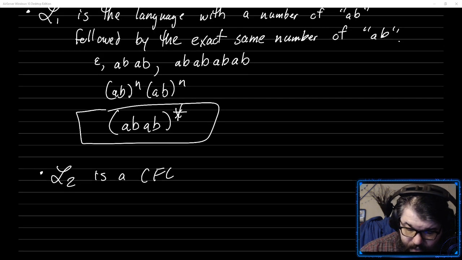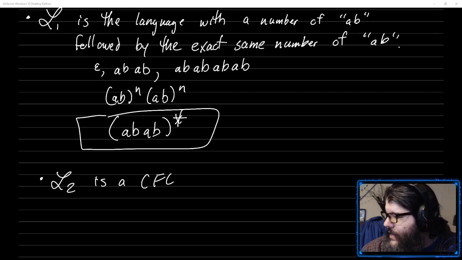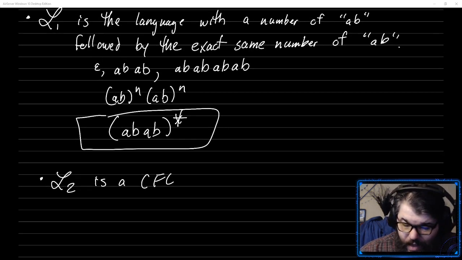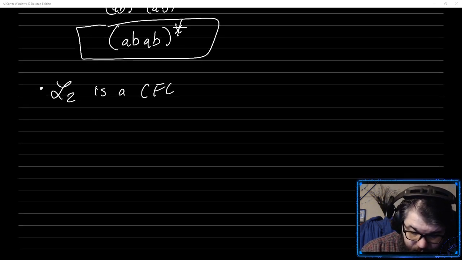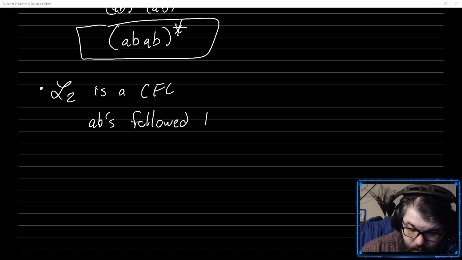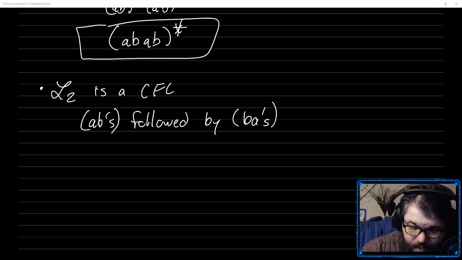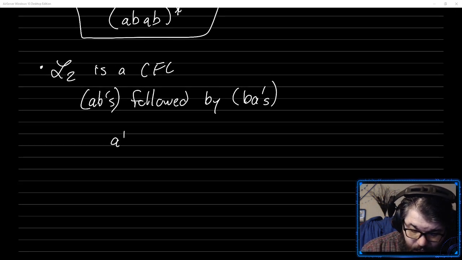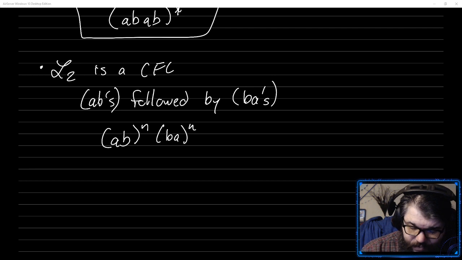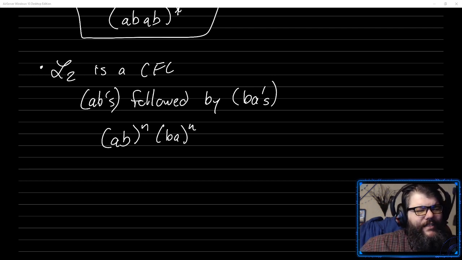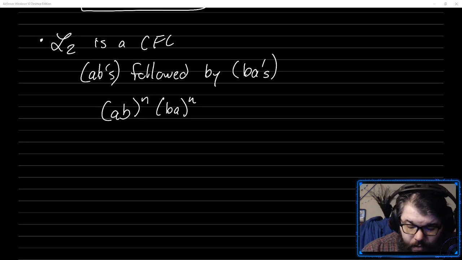So how about we take this number of ABs followed by the exact same number of ABs, and we switch the order. So what if it's ABs followed by BAs? And the fact that these aren't the same symbol changes this (AB)^n nature to be something that we kind of have to be careful with, right? So how do we prove this isn't regular?